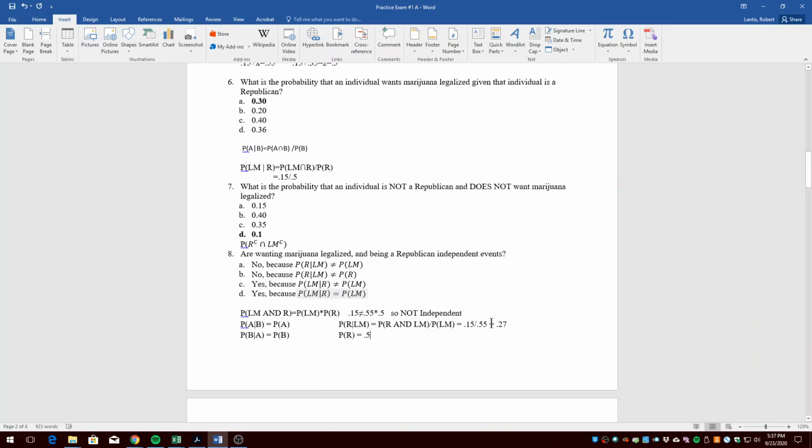So 0.5 is not equal to 0.27. So these two probabilities aren't the same, and we would say no, they're not independent events. Okay. Now we could have checked it the other way as well. That wasn't one of the options given up here.